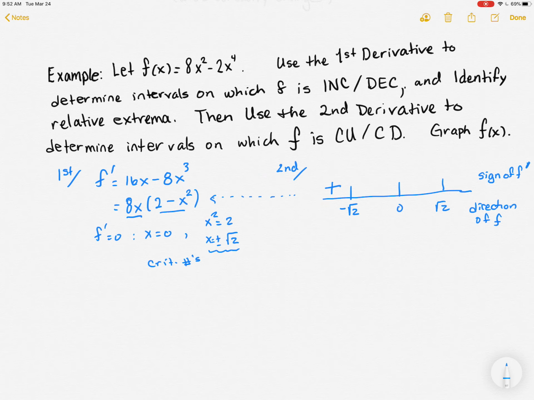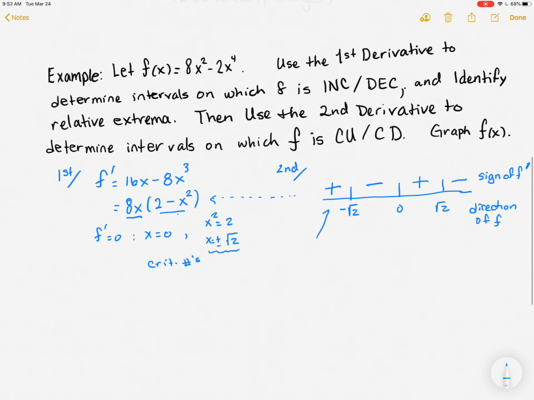In the next interval, I can choose negative 1 as my test point. 8 times negative 1 is negative. 2 minus negative 1 squared is positive, so in there my derivative is negative. In my next interval, between 0 and 2, I'll pick 1 as my test point. Both factors are positive there. And beyond square root of 2, I'll put 3 as my test point. 3 times 8 is positive, but 2 minus 3 squared is negative, so my overall product is negative.